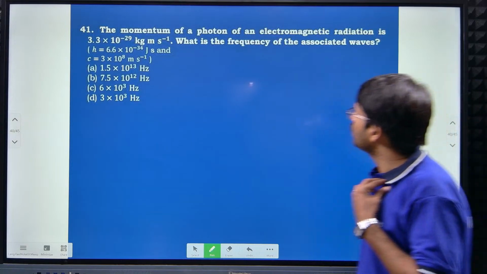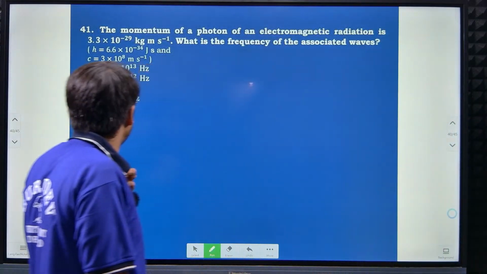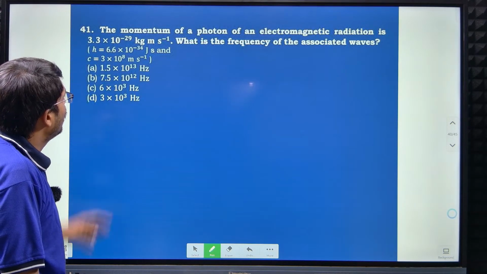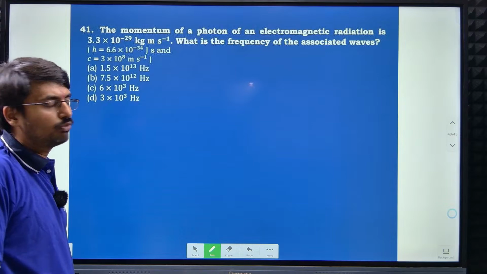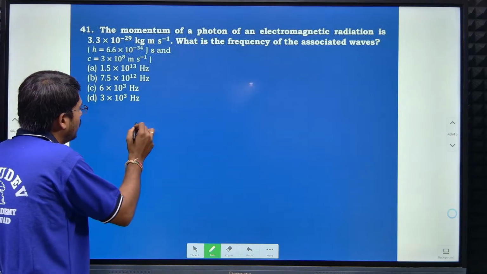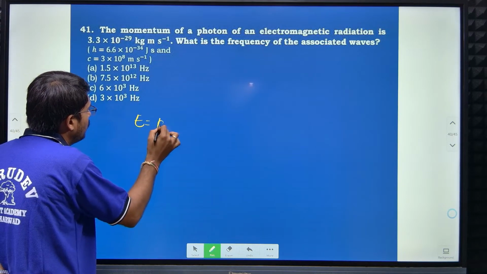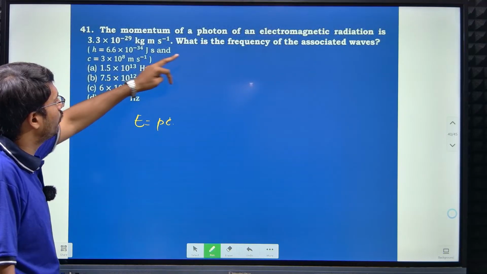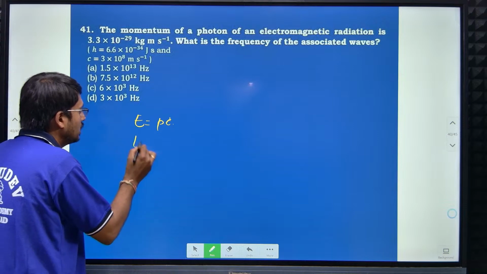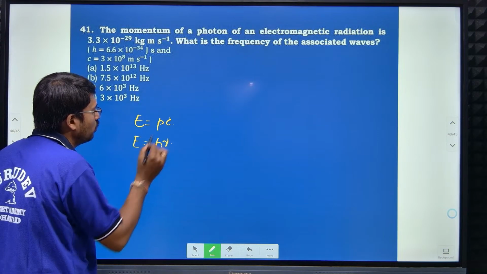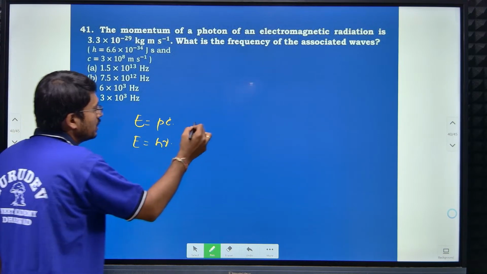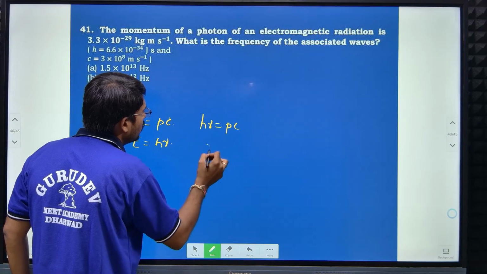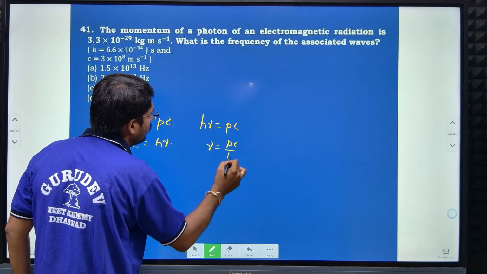Next, the momentum of a photon of an electromagnetic radiation is given as P = 3.3 × 10^-29. What is the frequency of the associated wave? What equations do we know here? Energy is P multiplied by C. We want the frequency. Energy we can also write as h nu. So we can compare this. So h nu equals P into C, and nu equals PC divided by h.